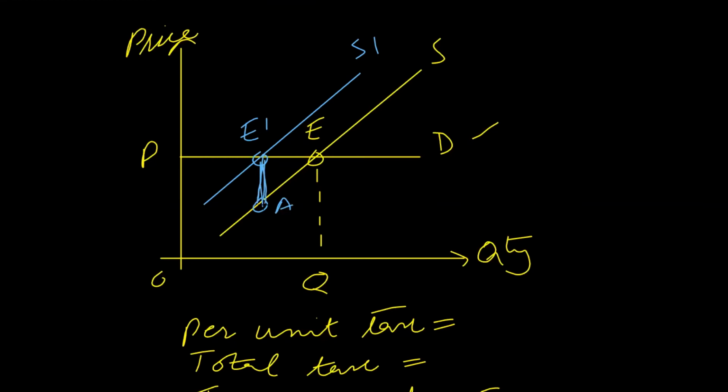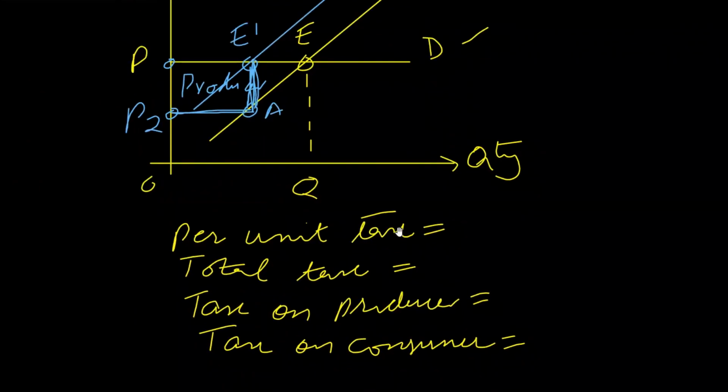And to find out the total amount of tax, we have to multiply it with the base. So this is the base. Let's say now price is P2, and P to P2 is the per unit tax, or E1 to A is also the per unit tax. If we have to find out the total amount of tax, then we can multiply height and base. So the total amount of tax will be P, E1, A and P2. Now since the entire tax is below the initial equilibrium price, the total tax will be paid by the producer.